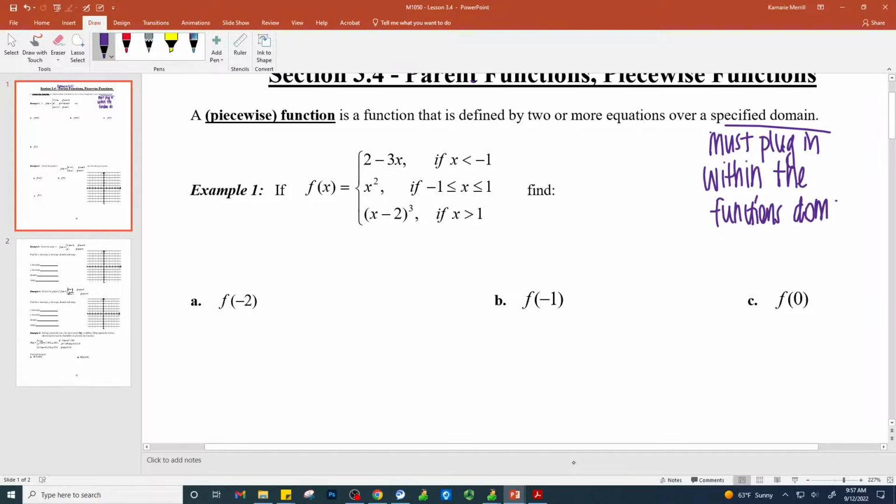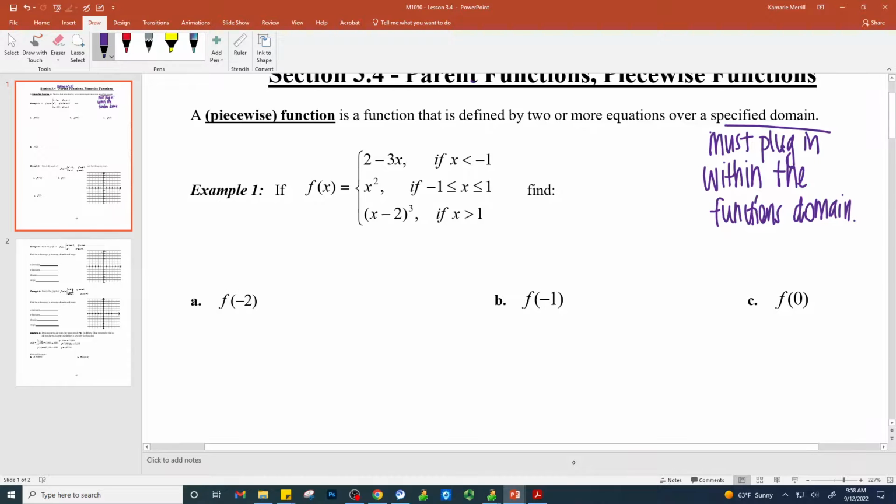Yeah, you totally can. Please make sure you are plugging it in within that function's domain. All right, find f of -2. Which equation on that function is that one? The top one. Good. It's in this one, right?